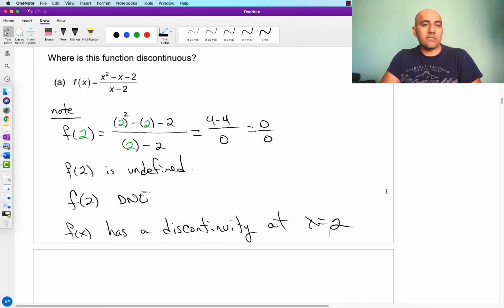Later on, we'll see that this function will be continuous everywhere else, but for now, it's enough to point out that this is a spot where it is discontinuous. Look for the places where you're going to have a fraction where the denominator is a 0. That'll let you find the places where the function is discontinuous.